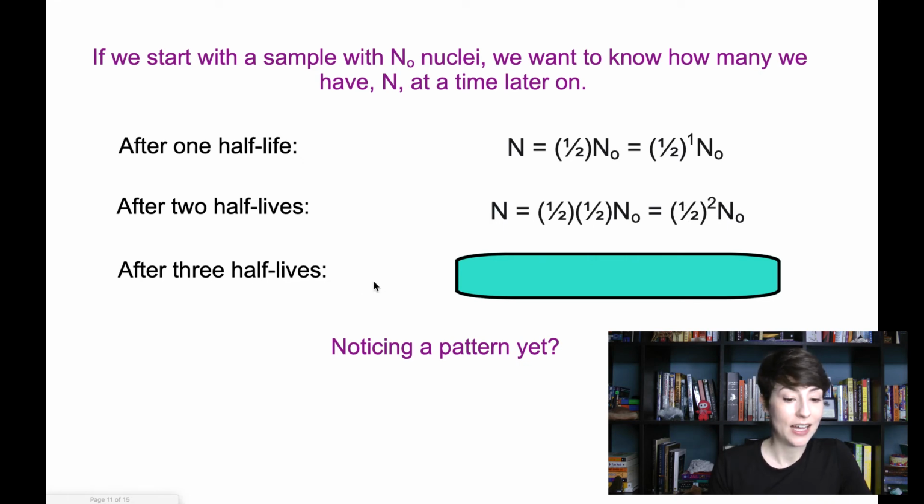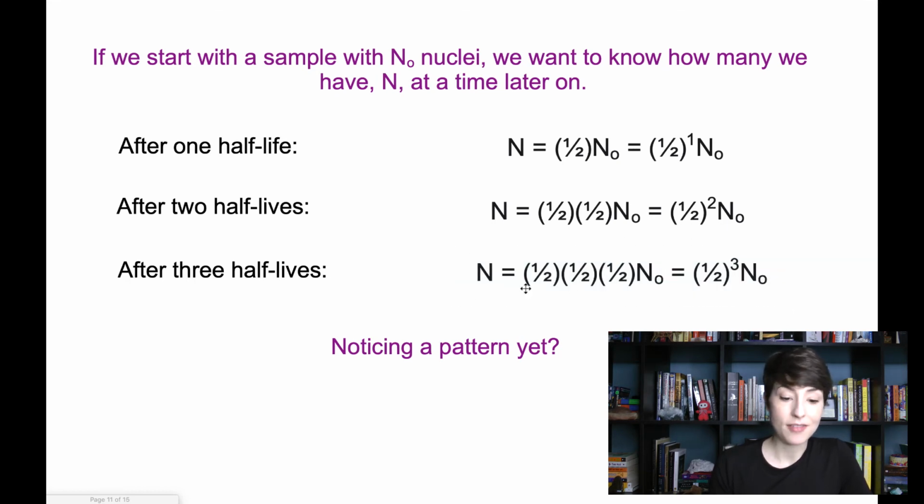After 3 half-lives, we're going to have half of this left over. That's half of our original number of nuclei, which is the same as 1/2 cubed times our original number of nuclei. Do you see a pattern yet? It's always 1/2 raised to the exponent of however many half-lives have gone by times the original number of nuclei.